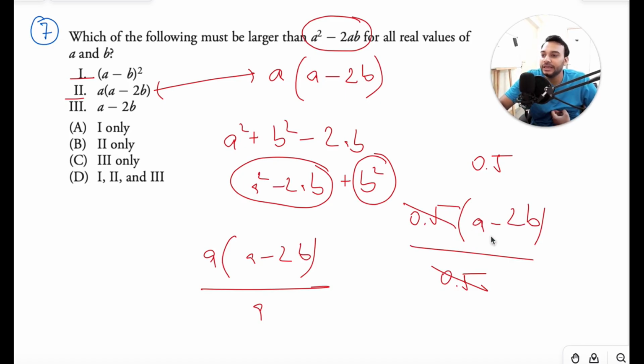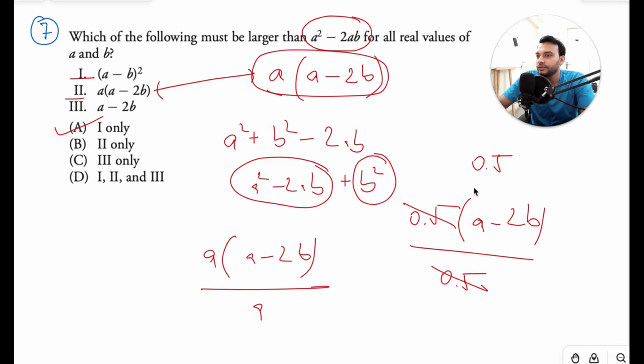So this would be larger but not for all values. For values greater than 1, if a is greater than 1, let's say 2, so in that case 2 times (a minus 2b), and if you're dividing, a times (a minus 2b) would be larger. So the only obvious one is the first one, the first statement, I only.